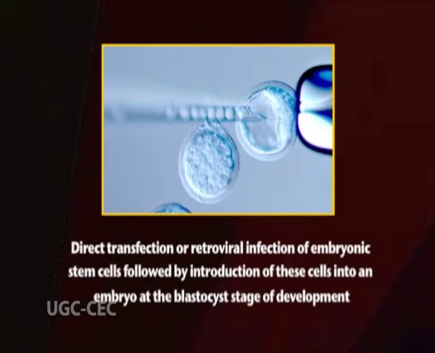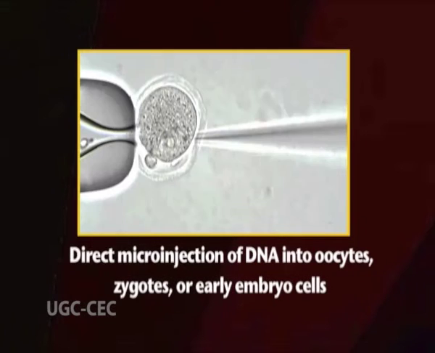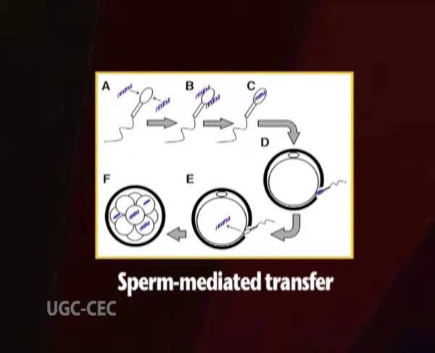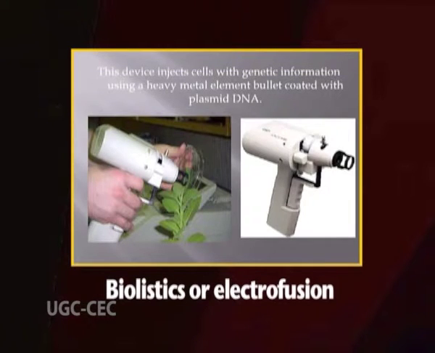Some of these methods are: number 1, direct transfection or retroviral infection of embryonic stem cells, followed by introduction of these cells into an embryo at the blastocyst stage of development. Number 2, retroviral infection of early embryos. Number 3, direct microinjection of DNA into oocytes, zygotes, or early embryo cells. Number 4, sperm-mediated transfer. Number 5, transfer into unfertilized ova, and number 6, physical techniques such as biolistics or electrofusion.